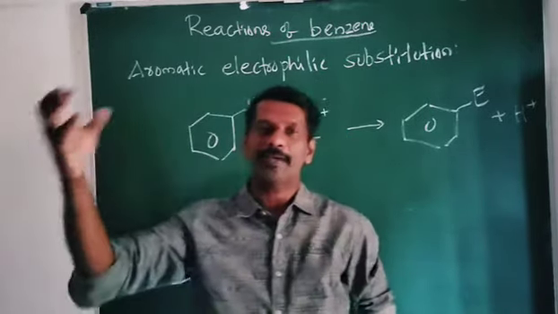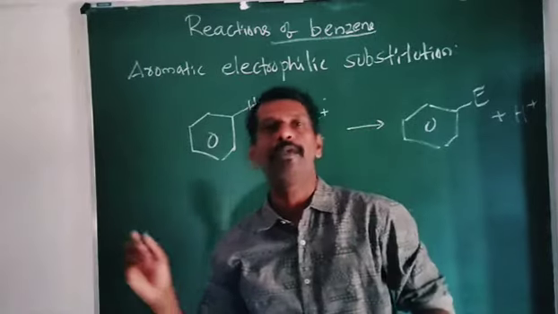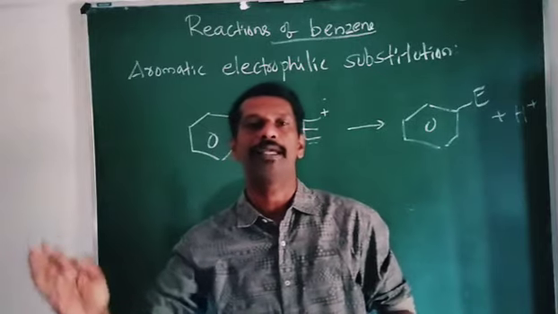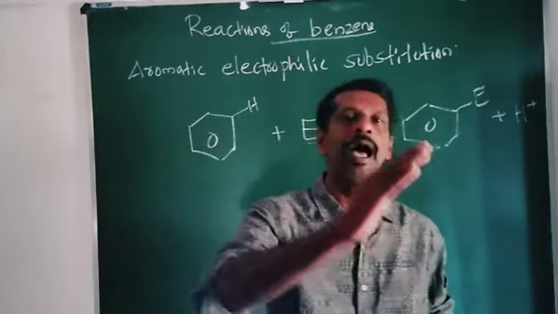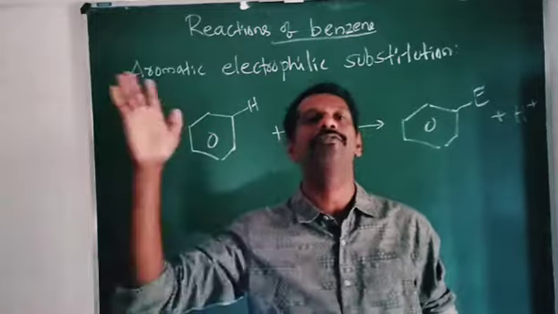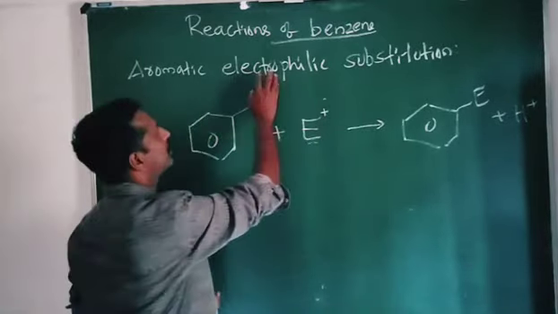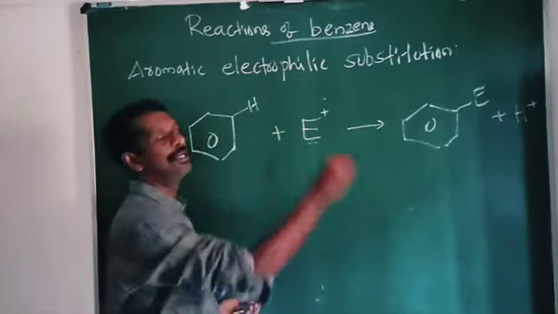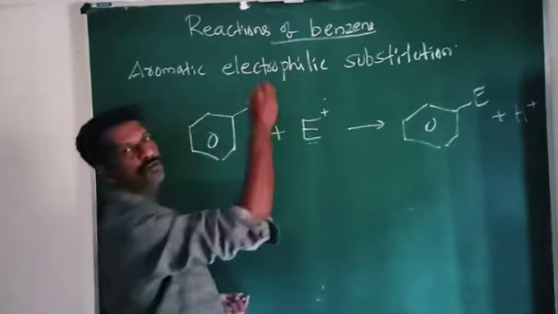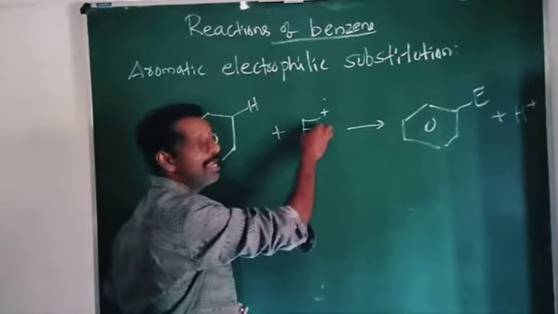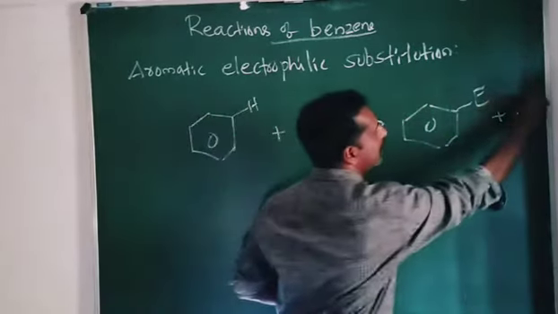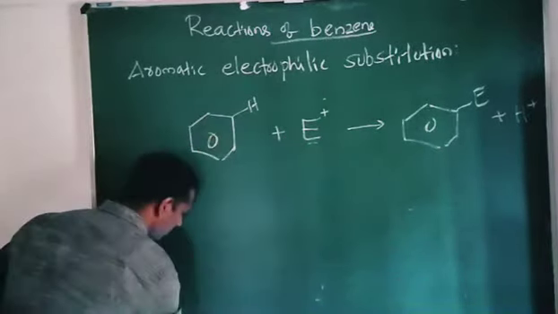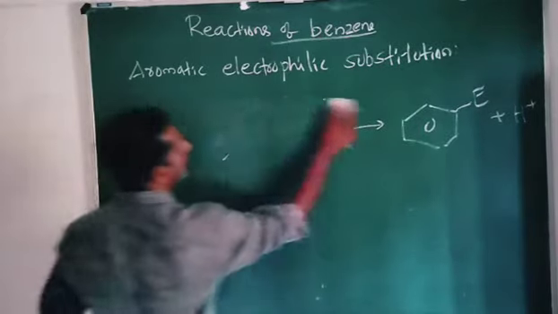The incoming electrophile, a positively charged species, will be attached to the benzene ring with the elimination of a proton. That means an electrophile is attaching and another electrophile is detaching from the benzene. This is what is called electrophilic substitution reaction. One electrophile is substituted with another electrophile. This is our external electrophile, and the proton, H plus, is removed. Now examples of this electrophilic substitution reaction.